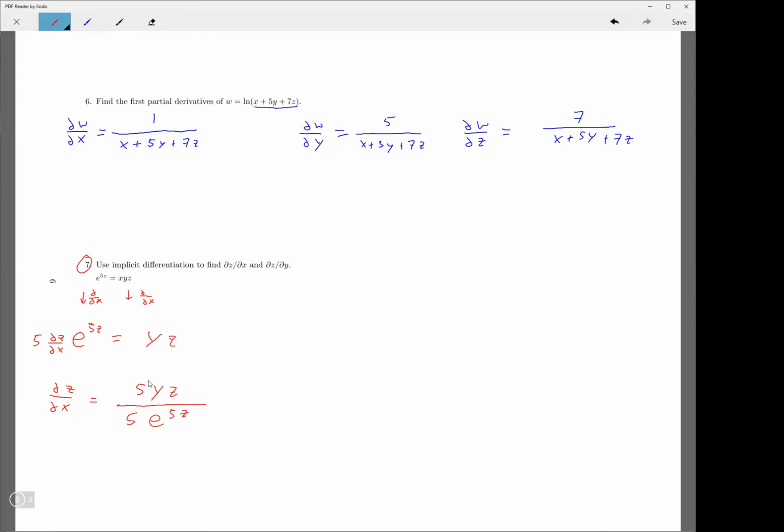But then it's probably a good idea to cancel the 5s. But then also, e to the 5z, you know, is this xyz. Whoa. This is just going to be 1 over x. 1 over x. That's interesting.